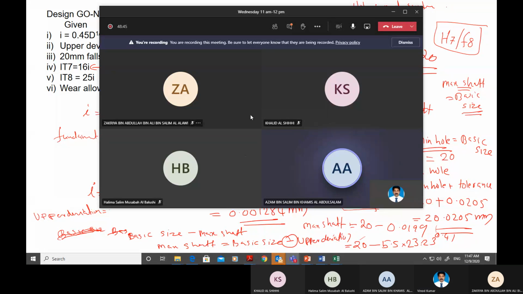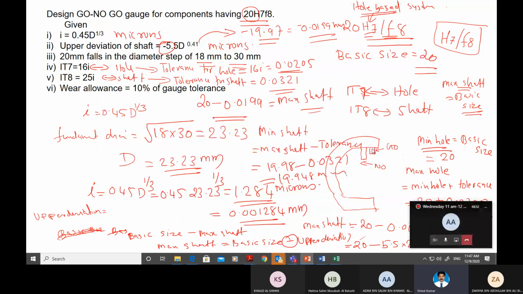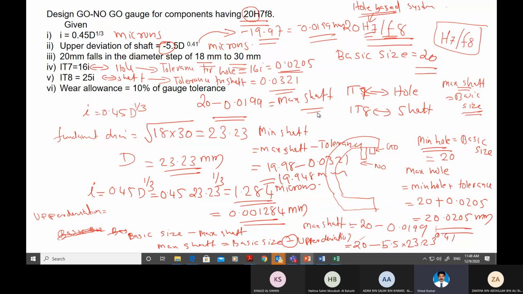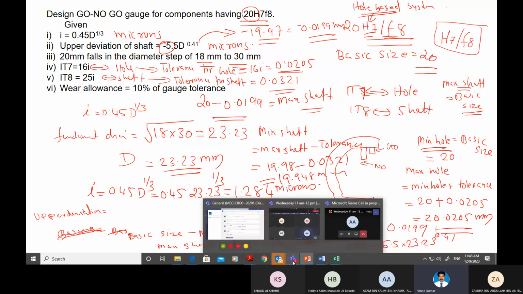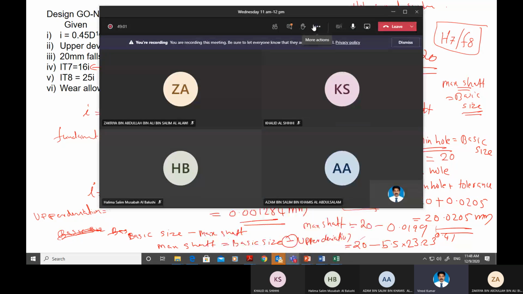Doctor, if the question asks to sketch it, you can sketch it like this, but I didn't finish the question, almost 70% over. What I will do, I will explain it and continue tomorrow.